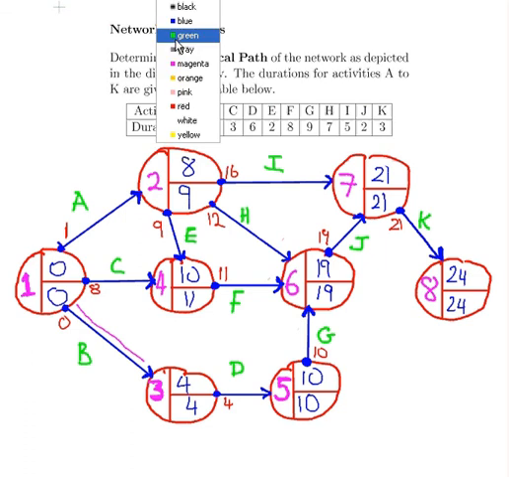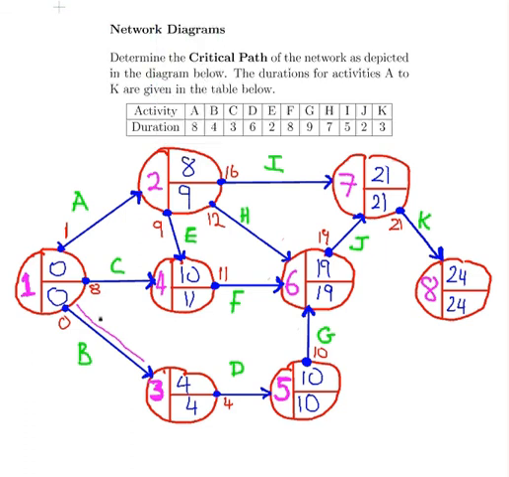I'm going to put in a line, make it pink. Magenta's grand. So there. So nodes 1 to 3 to 5 to 6, up there and down there. Okay, so that is the critical path.